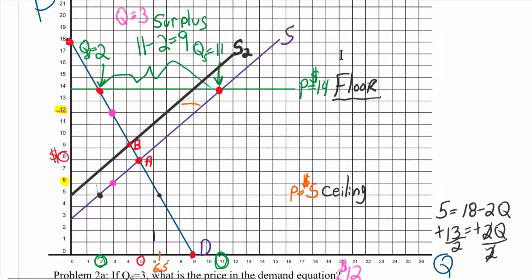So when a supply curve moves to the left, is that an increase in supply or a decrease in supply? All right, it's a decrease in supply. When you move to the left towards smaller quantities, that's a decrease in supply. Same thing for demand, by the way. If it moves left, it's a decrease in demand.